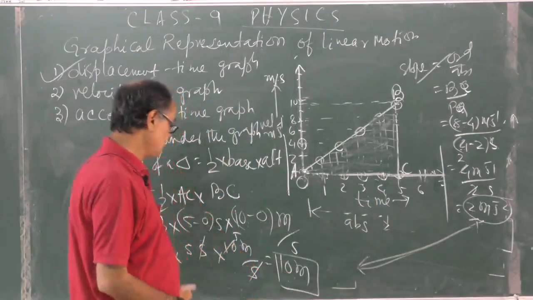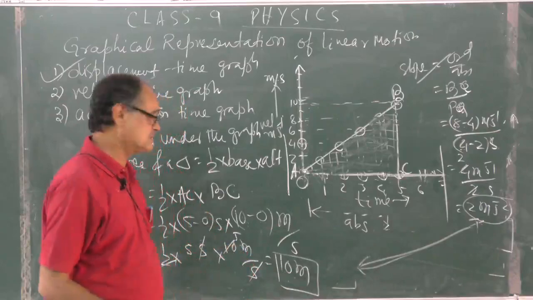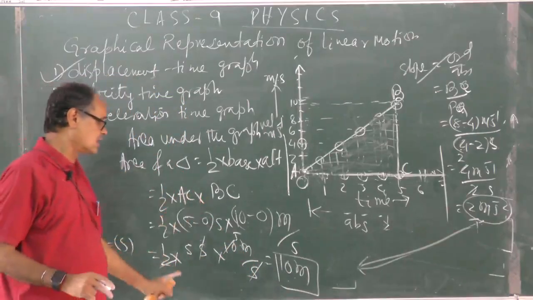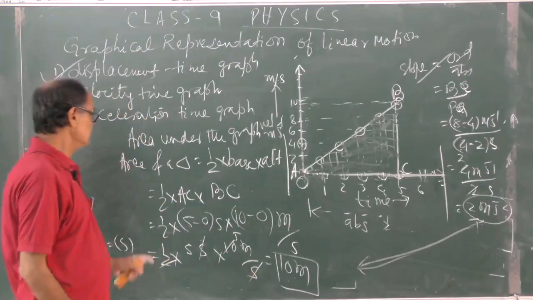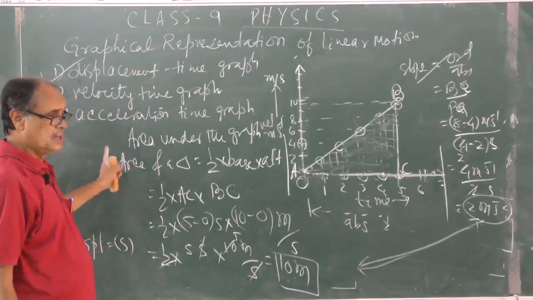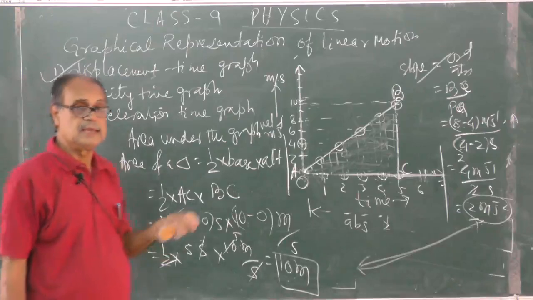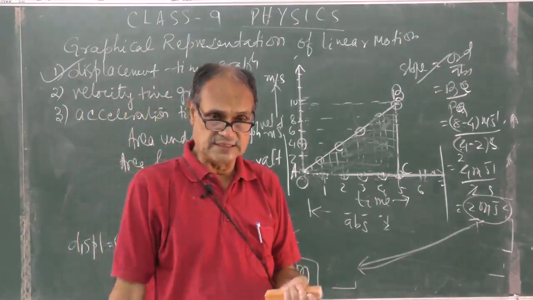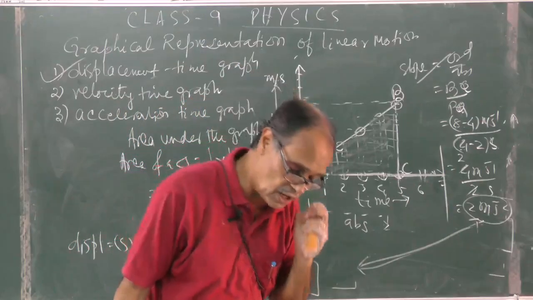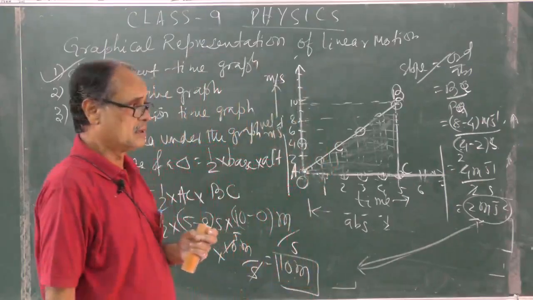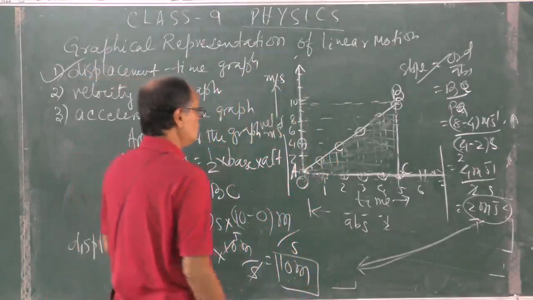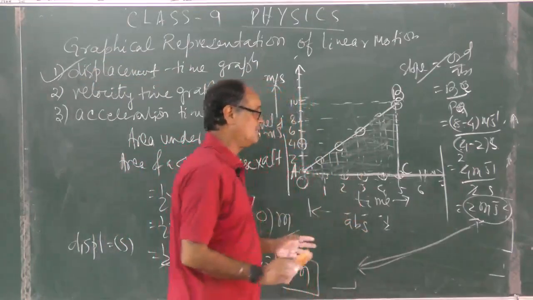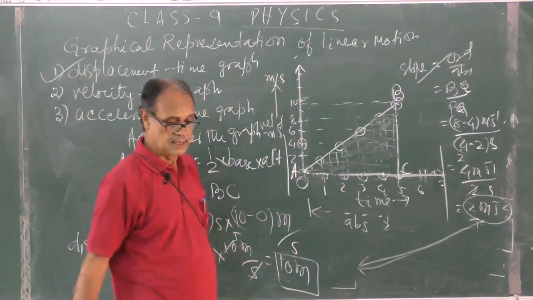That means this supports the law of physics as well as the mathematical structure of this graph, saying half base into altitude gives you the same distance. That means the area covered by the graph of velocity time gives you the displacement. That means that much distance it has traveled during that period of time.